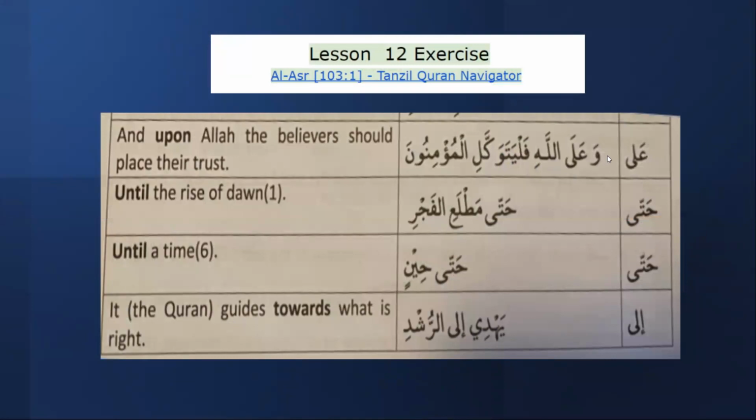Now, more examples from the Quran, from the same notes. Wa ala Allahi falyatawakkalil mu'minun, and upon Allah the believers should place their trust. Ala. Hatta as a harf of jar came two times in the Quran. Hatta matla'il fajr, one time in Surah Qadr, and then hatta hin. Hatta hin, until a time.